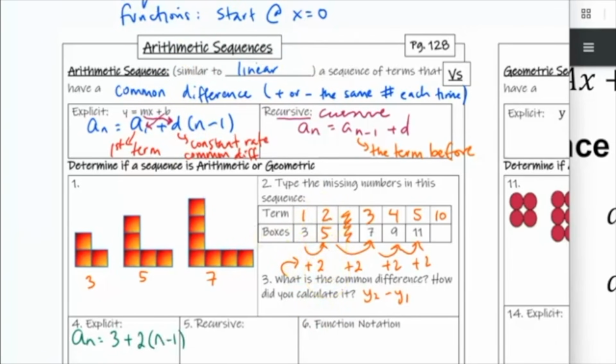Okay, so now what we're going to do is go from explicit functions to function notation. I'm just going to show you the relationship of why they're the same. Then I'm going to prove it to you. So I'm going to do it right here. I'm going to simplify this right here.